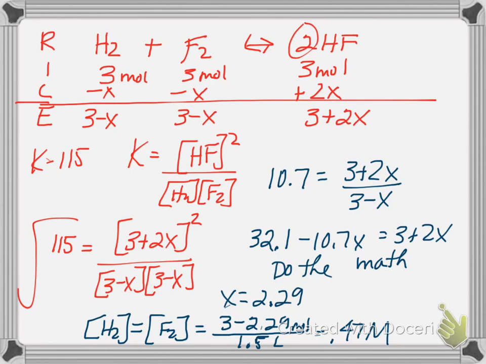And I'm running out of room, so let me do it in another color so that you can see this. And then HF is going to be 3 plus 2 times 2.29, divided by 1.5, and you should get 5.05 molar. Make sense? Yay or nay? Yay. Okay.